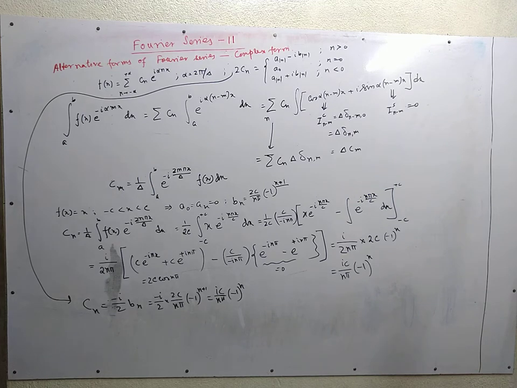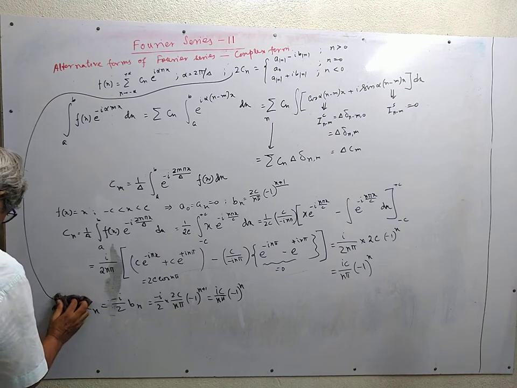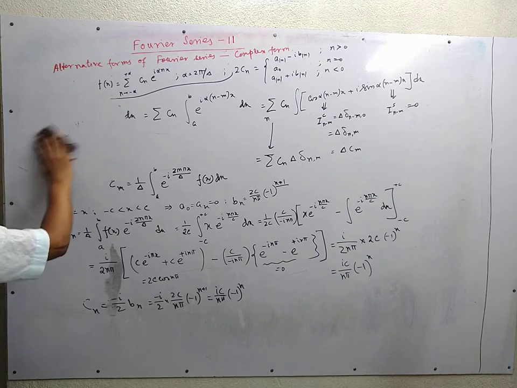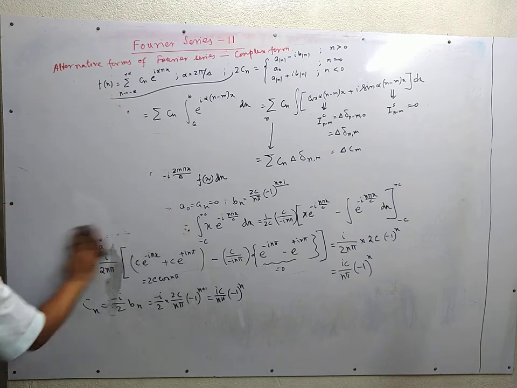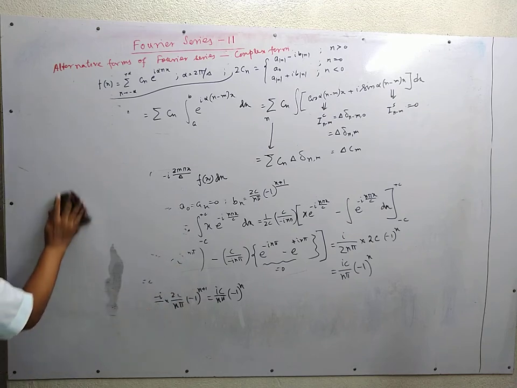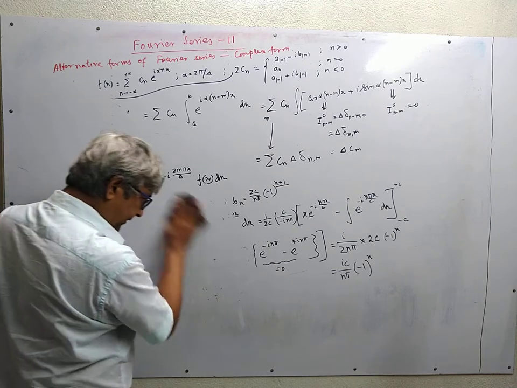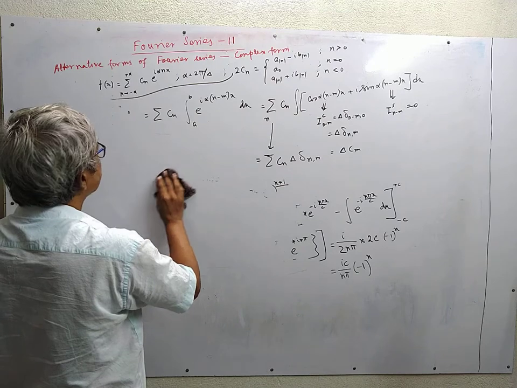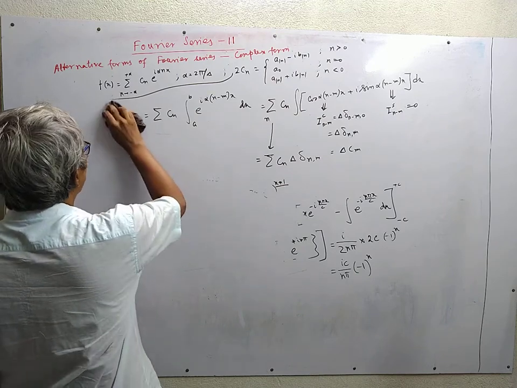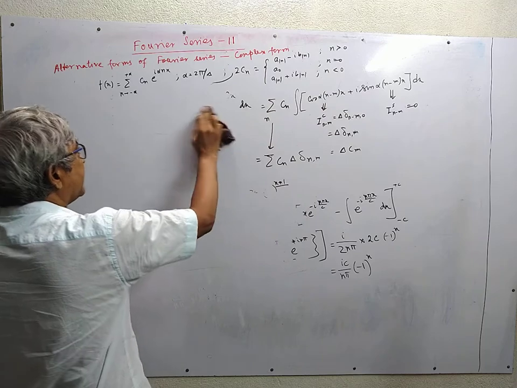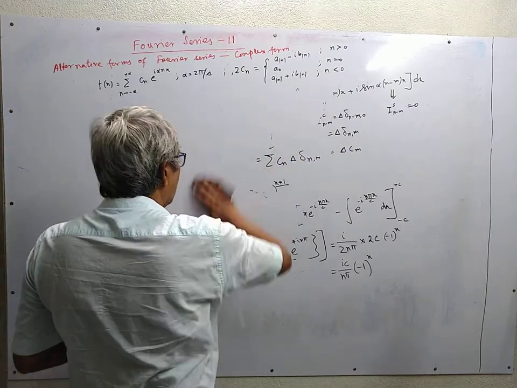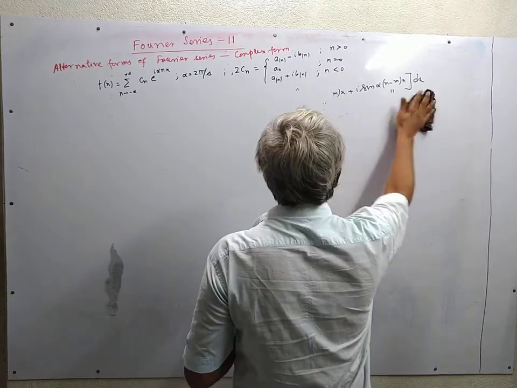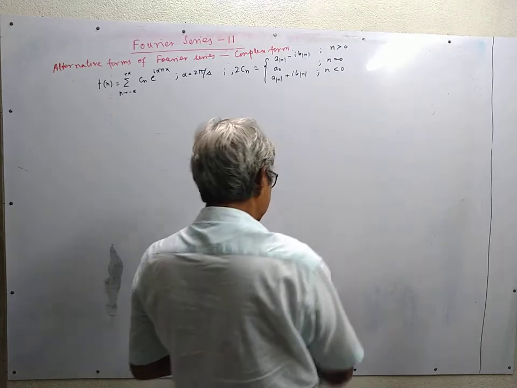Now we come to the other properties of complex Fourier series. We have learned that in trigonometric Fourier series, if the function is even and is defined in a symmetric interval, then Bn is 0, and if the function is odd, then a0 and an are 0. Let me see how the property is reflected in the case of complex Fourier series.